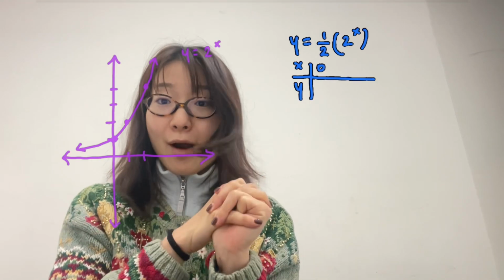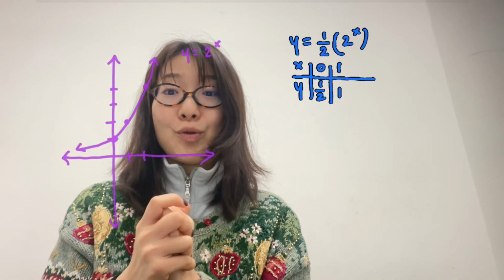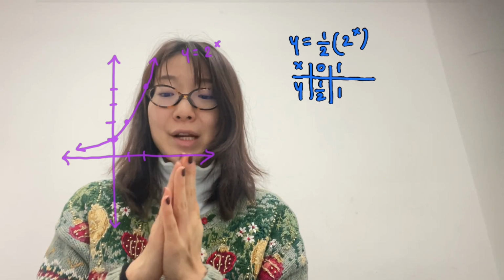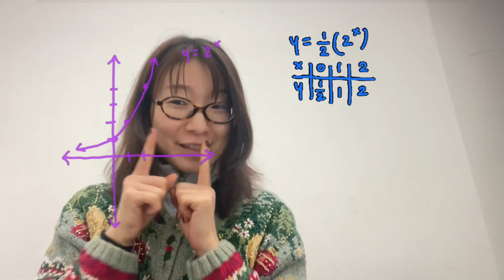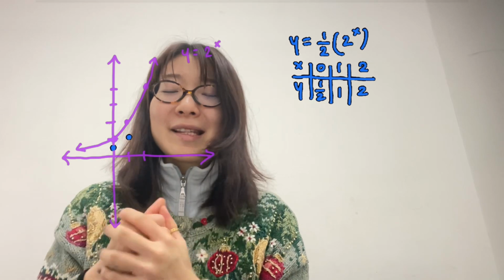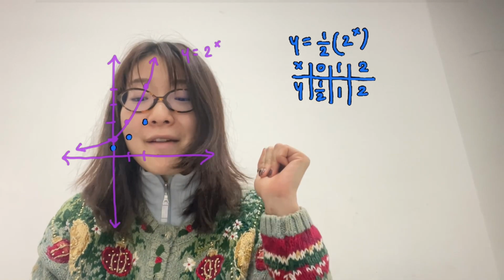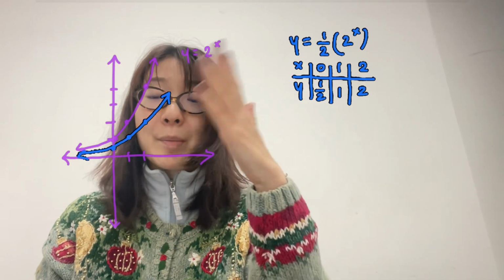All right, this time we're going to take a look at how multiplication affects our exponential function. So first, I'm going to start out with multiplying half to my exponential function, y equals 2 raised to the power of x. If I were to create a simple table, this time I only have 3 values. I have x equals 0, x equals 1, x equals 2, and I go ahead and plot the points.